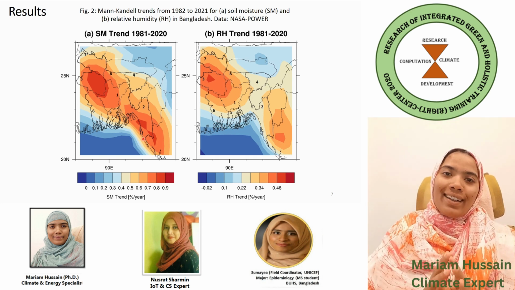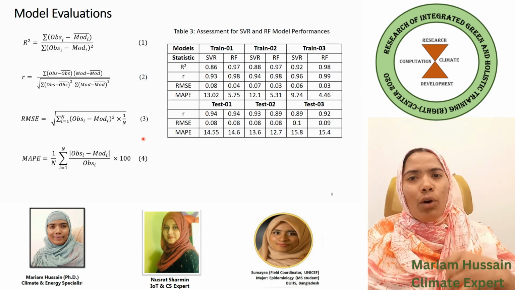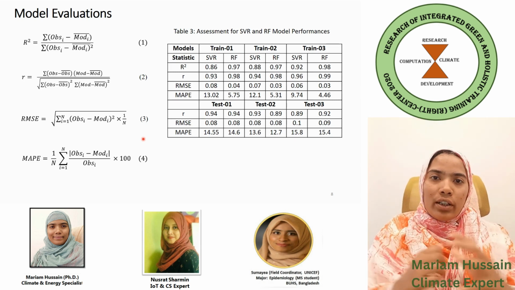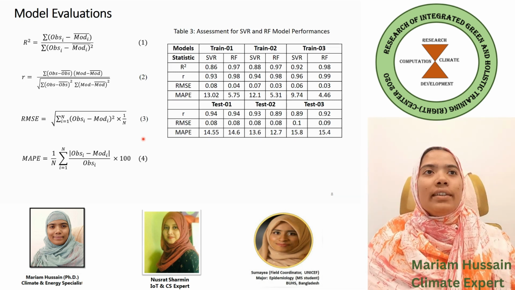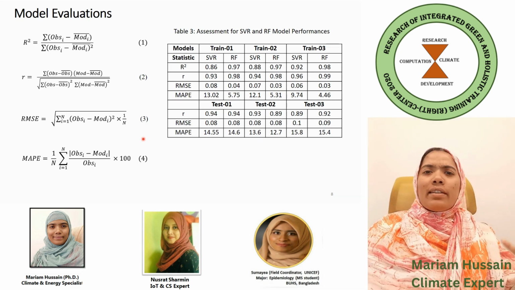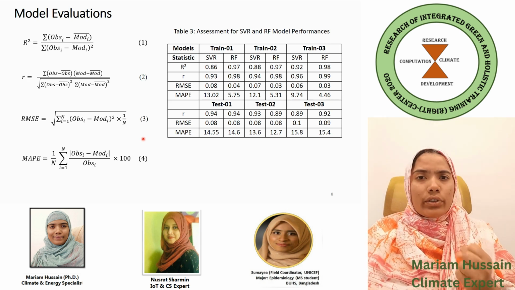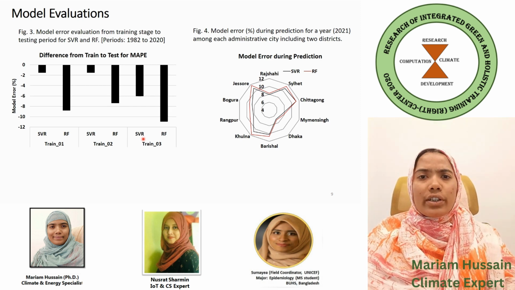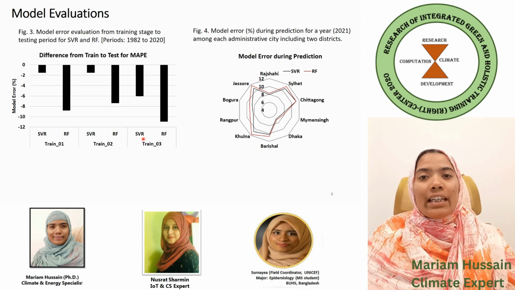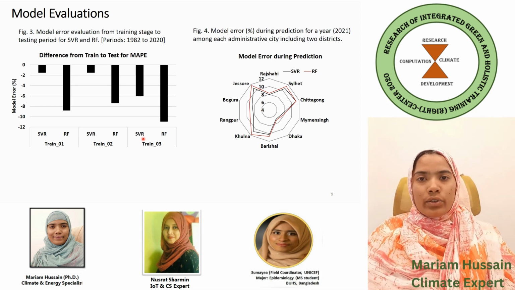Let's look at the results we found. When we look at the trend for soil moisture and relative humidity, the correlations are found to be quite similar to each other. Apart from this, through several statistical equations, we see and understand the correlations and significance of soil moisture and relative humidity in forecasting and assessing the conditions for meteorological droughts.